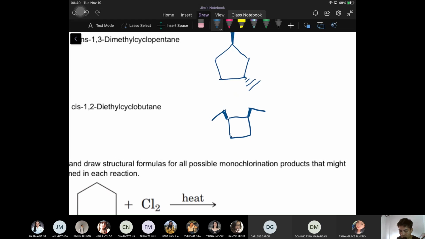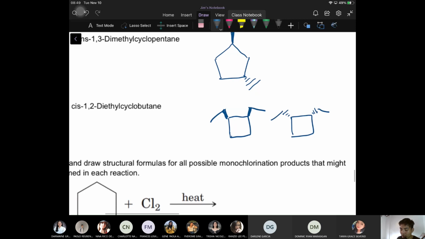So this will be our cis diethyl pointing towards us. And ito yung itsura ng pointing away from us. Again, yung isang bond lang yung lalagyan mo ng solid or dashed wedge. Hindi lahat. Okay? So, yan. This is cis. This is also cis. Pointing towards you, not pointing towards you.